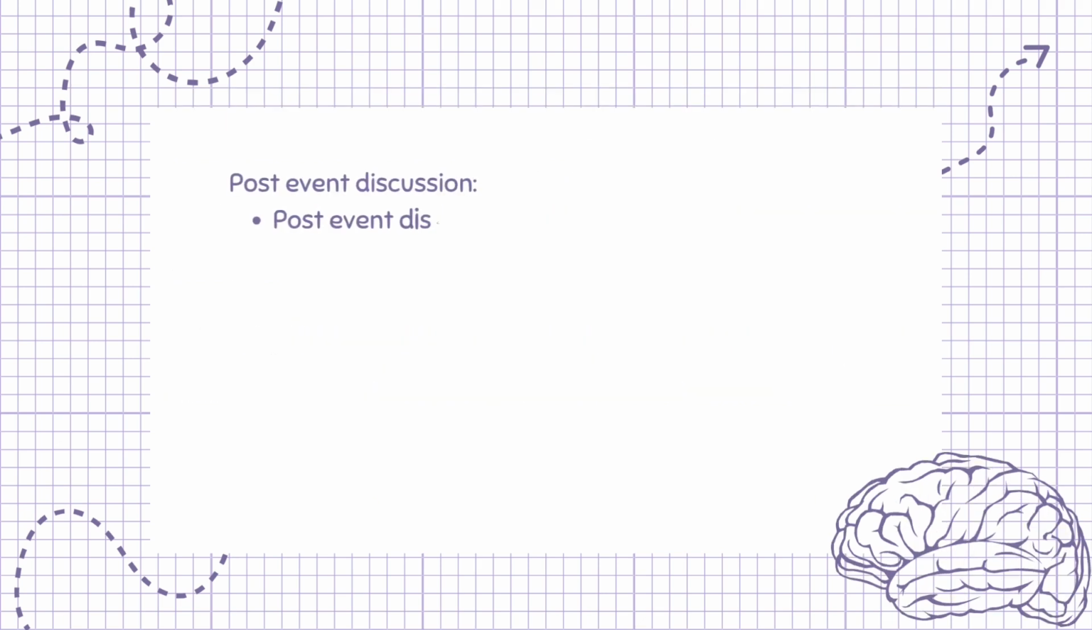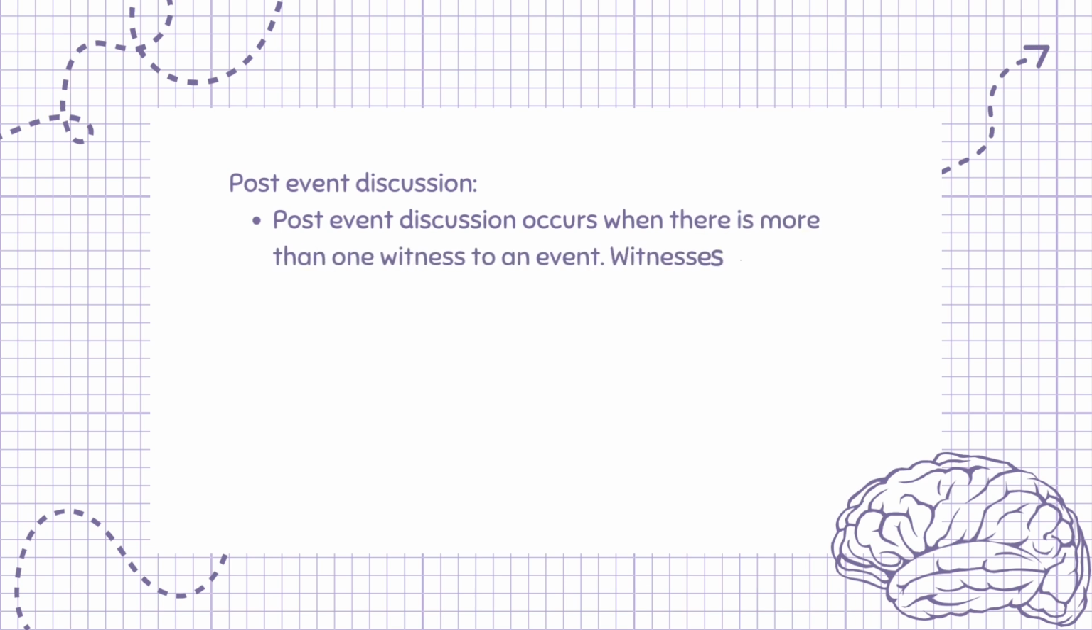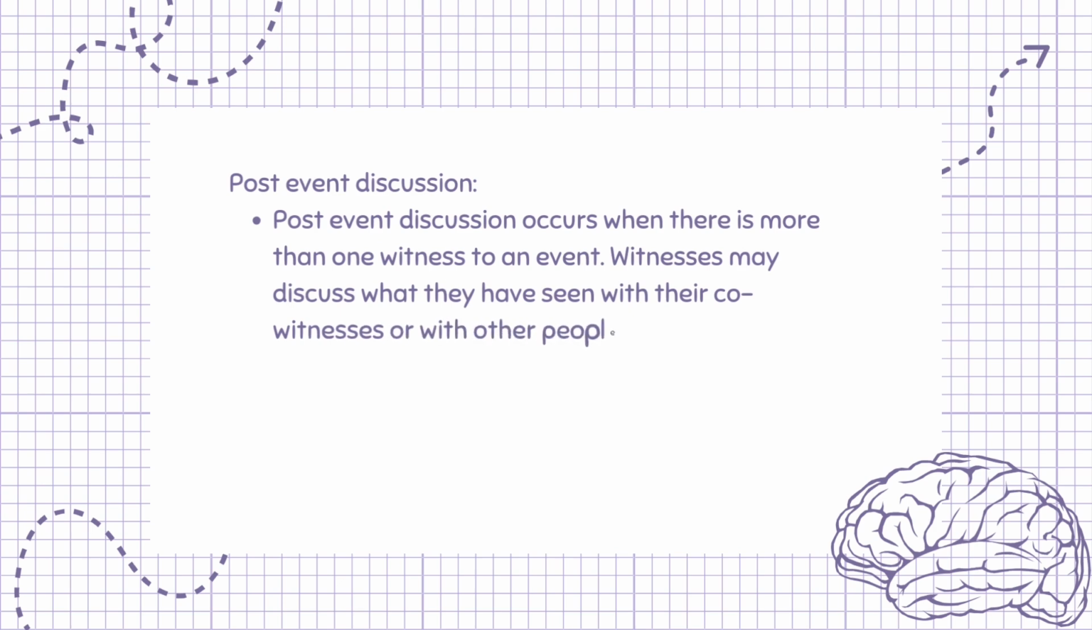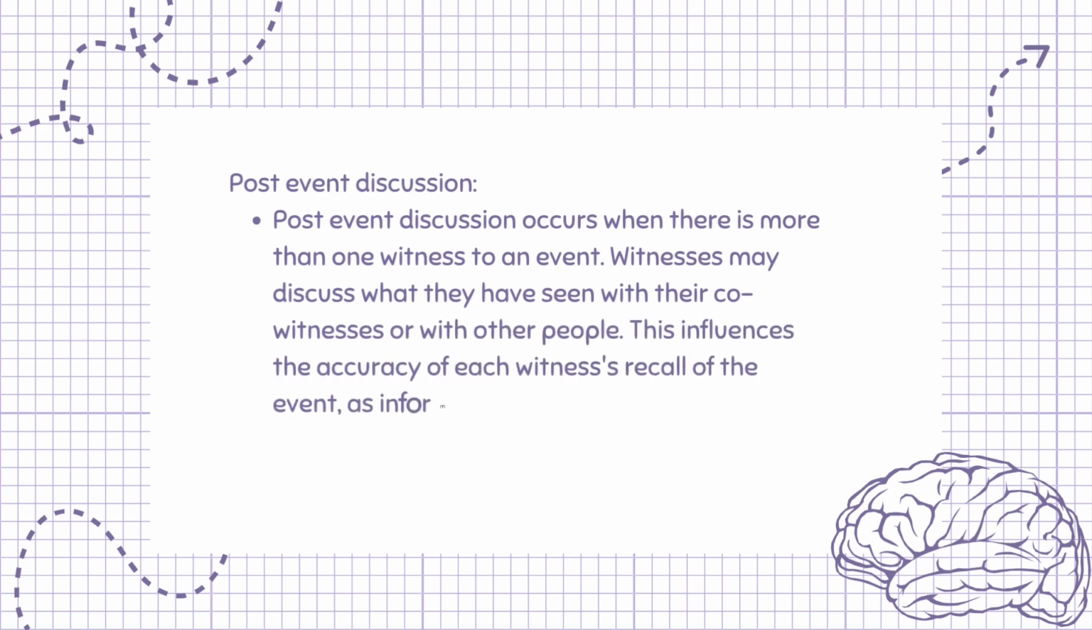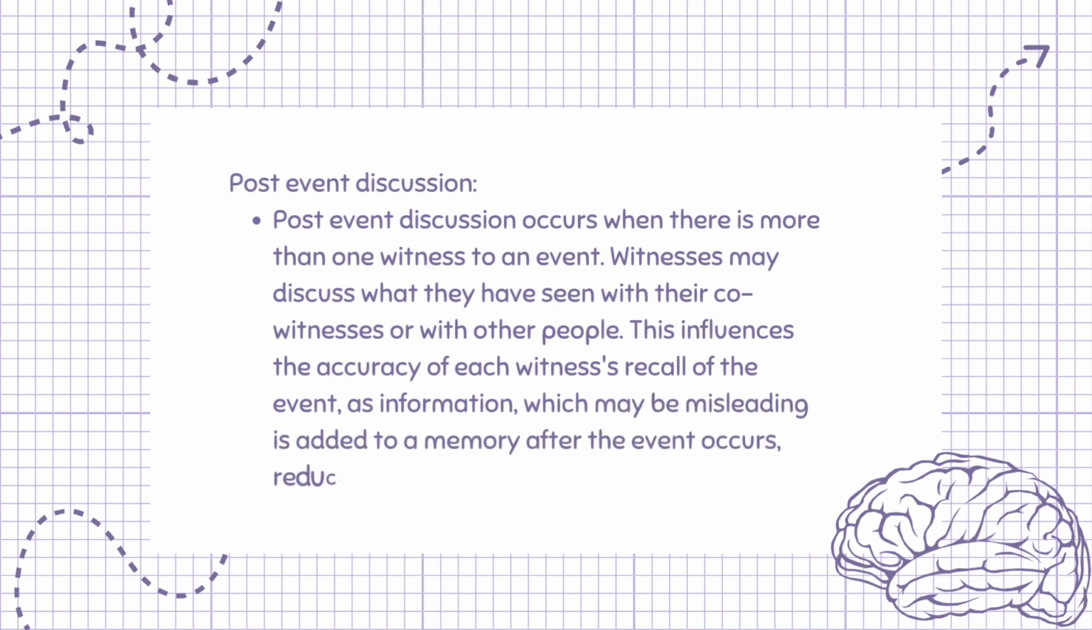Post-event discussion occurs when there is more than one witness to an event. Witnesses may discuss what they have seen with their co-witnesses or with other people. This influences the accuracy of each witness's recall of the event, as information, which may be misleading, is added to a memory after the event occurs, reducing the accuracy of the witness's recall.